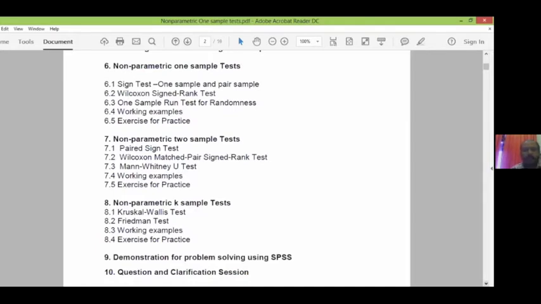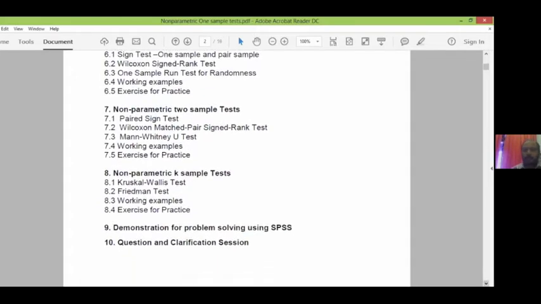So my aim here is to provide enough idea and knowledge in detail on each of the topics I have just read, and also some working problems. How do you implement the ideas in working problems, in real life problems, if you have data? How do you apply? That's most important. That's why I have taken some small working examples here, so that you understand how these ideas are implemented. Then finally, I will have a demonstration for problem solving using SPSS. Then finally, we'll have questions and queries.